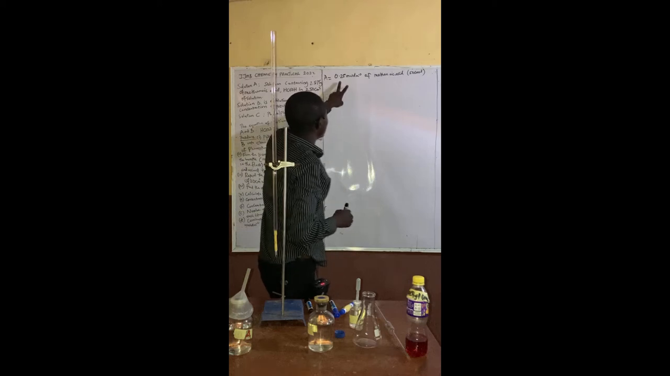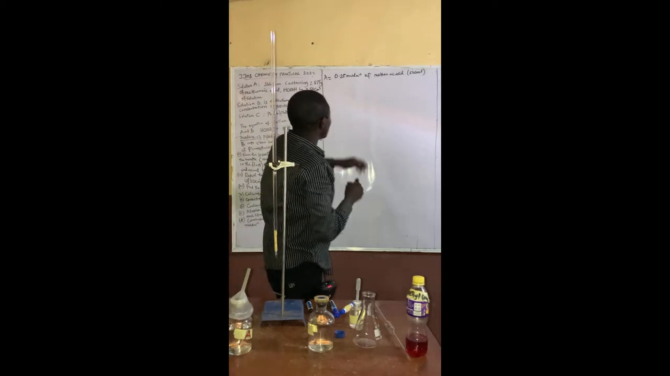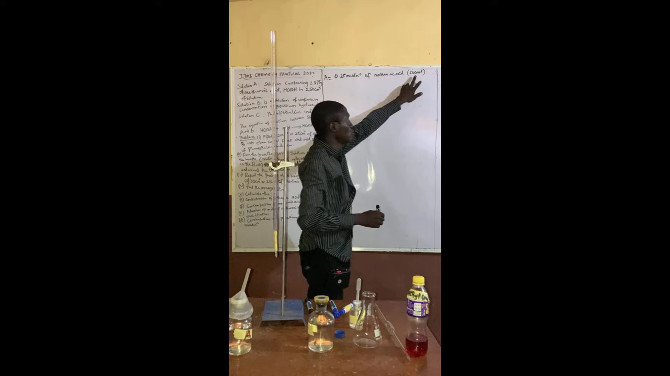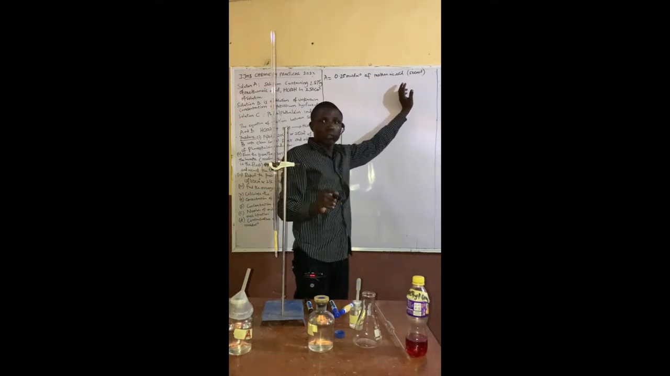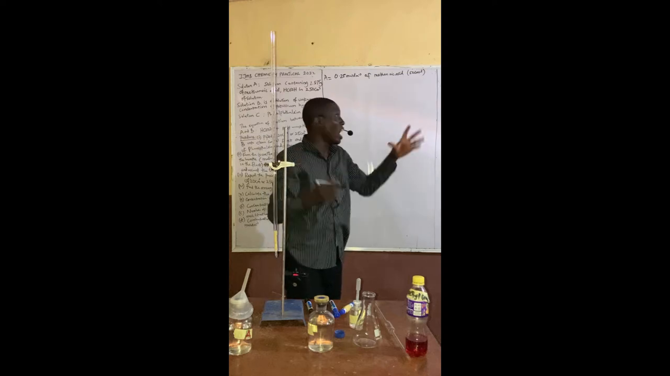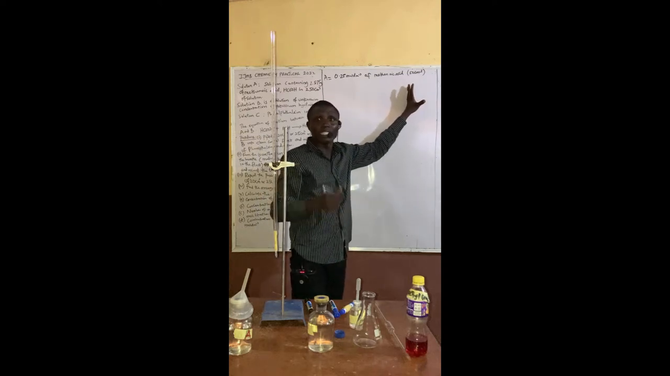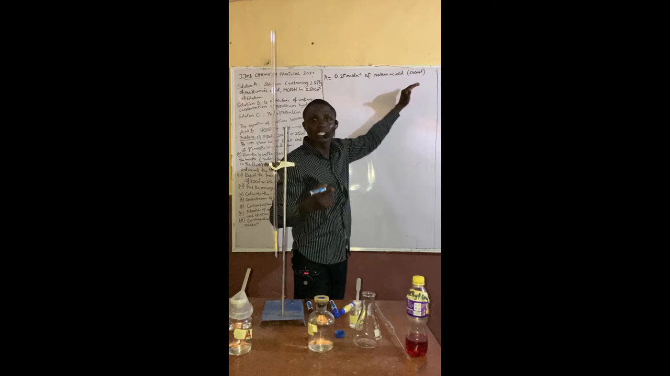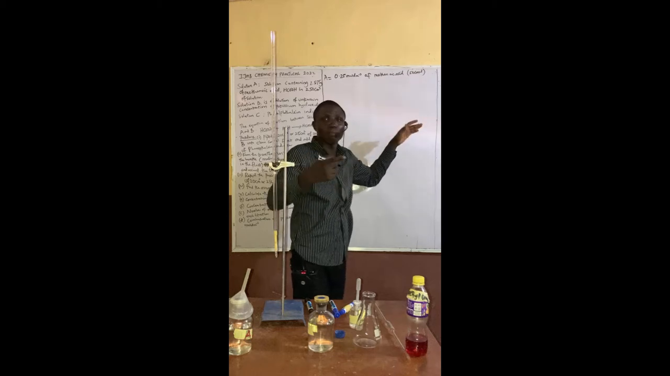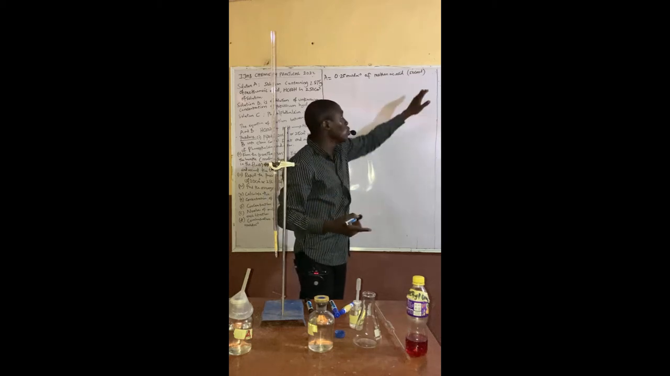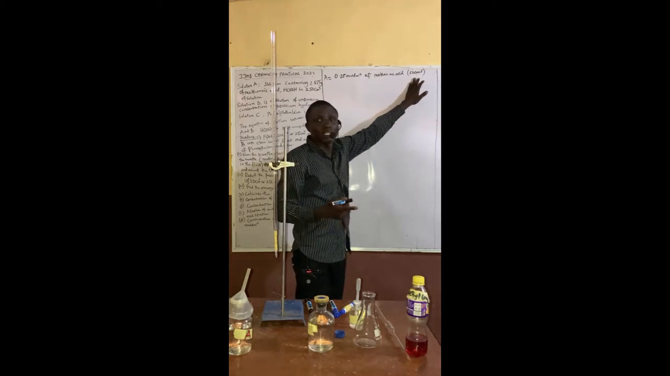You are given 0.25 mole per dm cube of methanoic acid, which is about 50 centimeter cube, meaning that your acid is not enough to be repeated 3 times. So from that 50 centimeter cube given to us, you cannot repeat this thrice. So it is very sure that this is going to be in our burette.